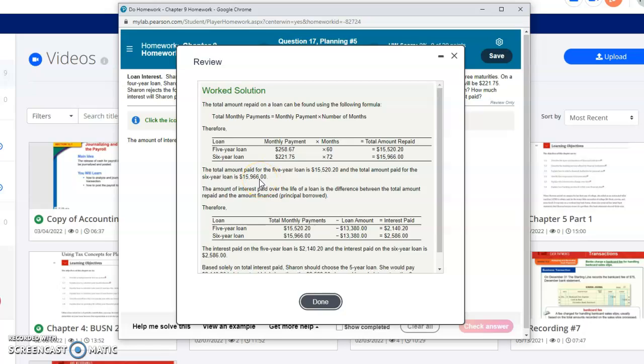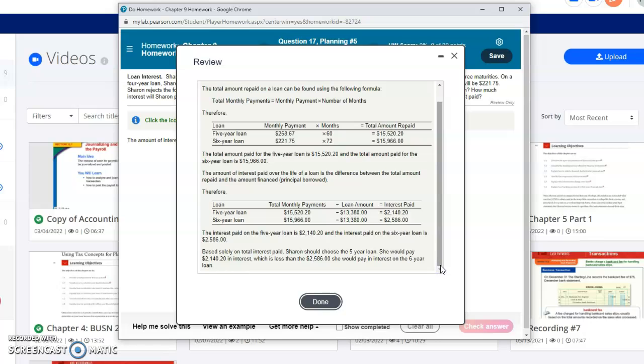So the amount of interest paid over the life of the loan is the difference between the total amount repaid and what she borrowed. So I'm going to take the 5-year, what she'll end up paying back, minus what she borrowed. This will be the interest for the 5-year. This will be the interest for the 6-year. So on the 5-year loan, you're going to pay back less interest than you would on a 6-year loan.